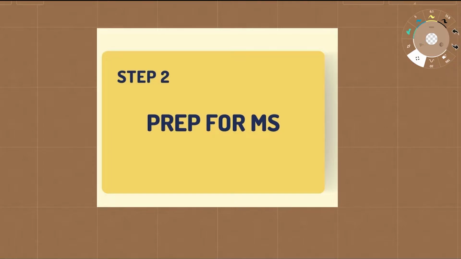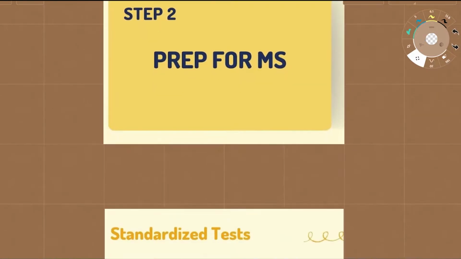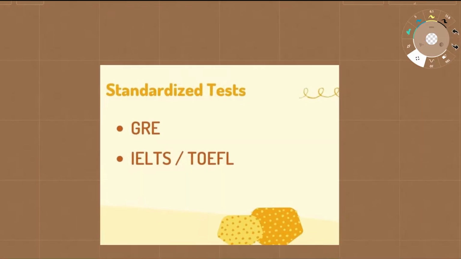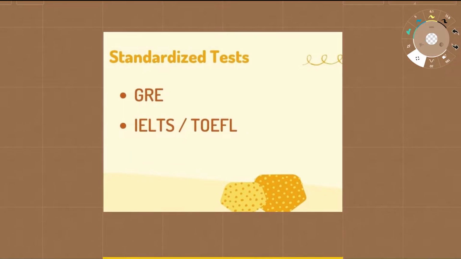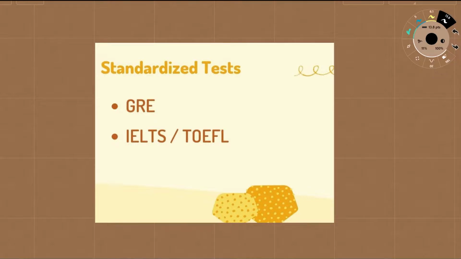So with that out of the way, let's start step 2, which is preparation for MS. This step will contain your standardized tests, which complement your MS application. I think you guys have heard of these tests because they're really famous. The first one is GRE, which tests your aptitude, and then you will have an English proficiency exam. You have IELTS, TOEFL, and a few other exams. Like, I've also heard of PTE.